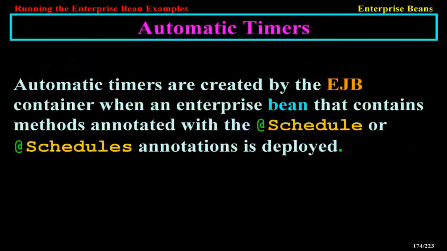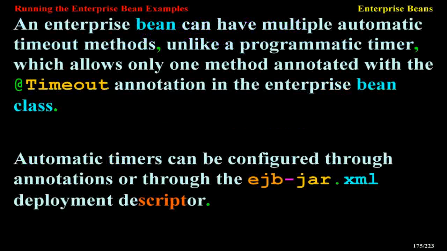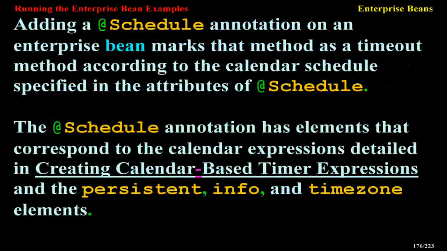Automatic timers. Automatic timers are created by the EJB container when an enterprise bean that contains methods annotated with the @Schedule or @Schedules annotations is deployed. An enterprise bean can have multiple automatic timeout methods, unlike a programmatic timer, which allows only one method annotated with a @Timeout annotation in the enterprise bean class. Automatic timers can be configured through annotations or through the ejb-jar.xml deployment descriptor.